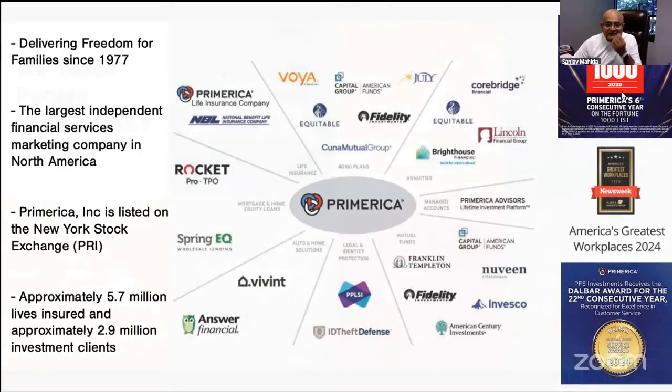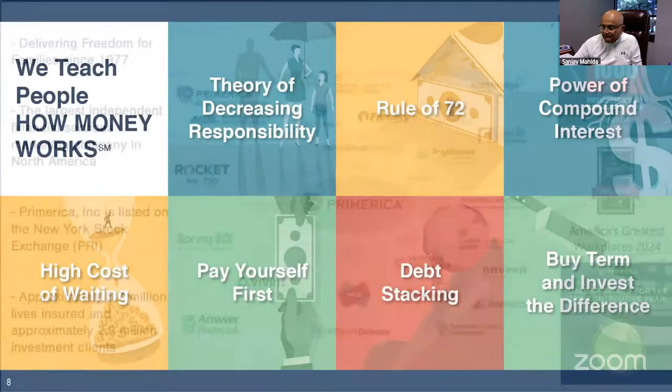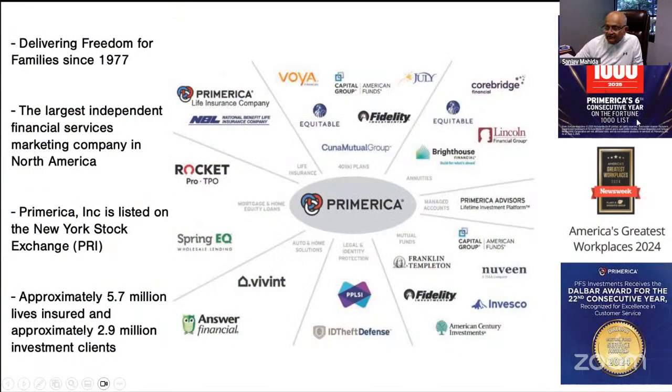Fortune magazine just gave us six consecutive years on its list of 1,000 companies. So out of those 1,000 companies, Primerica is in the top 1,000. Now you don't understand how big the 1,000 is. Let me help you. There are 30 million companies all around the world, and we're in the top 1,000. That's a big deal. Would you agree with that? Yeah, that's a huge deal.